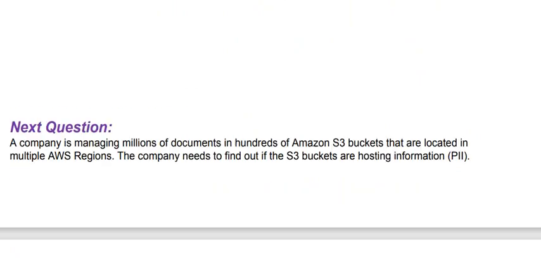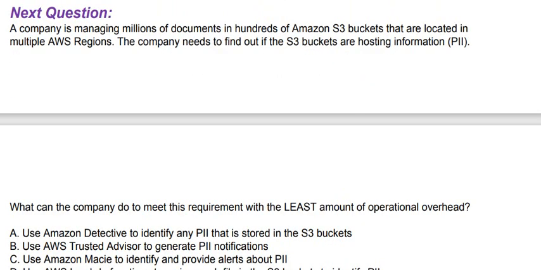Next question is, a company is managing millions of documents in hundreds of Amazon S3 buckets that are located in multiple AWS Regions. The company needs to find out if the S3 buckets are hosting sensitive information. What can the company do to meet this requirement with the least amount of operational overhead?